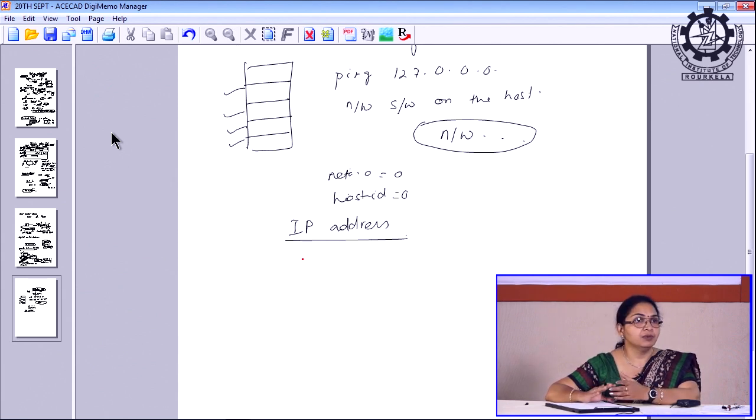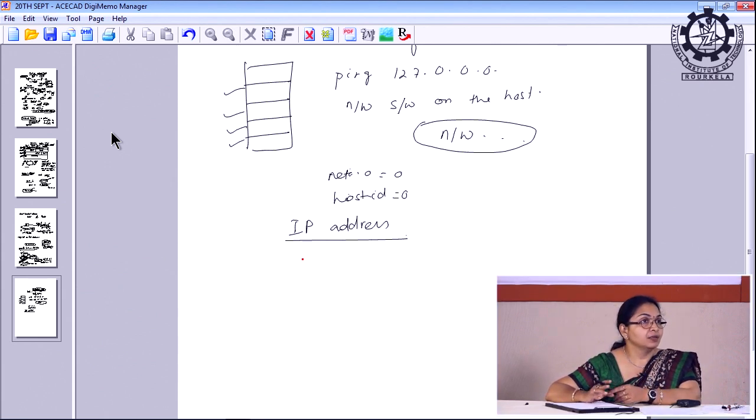You have different kinds of addressing schemes, right? You have a subnet, you have a subnet mask, right? What is a subnet mask? We will see them later, in the next class.